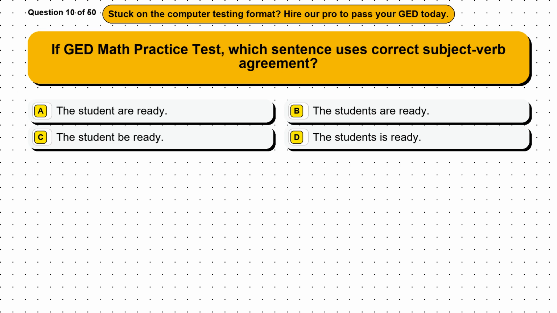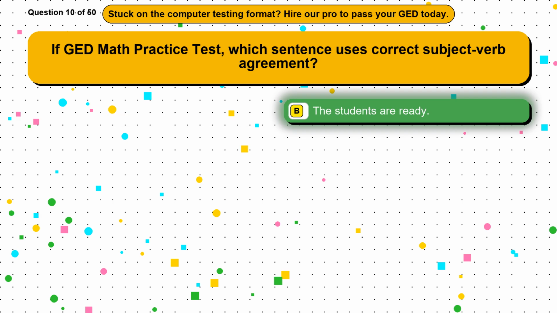Question 10. If GED Math Practice Test, which sentence uses correct subject-verb agreement? Option A. The student are ready. Option B. The students are ready. Option C. The student be ready. Option D. The students is ready. The correct answer is option B.